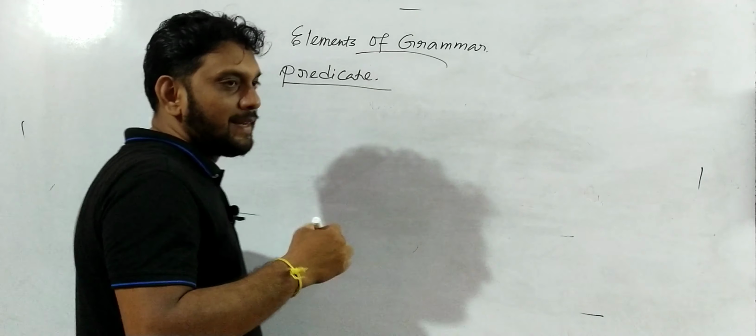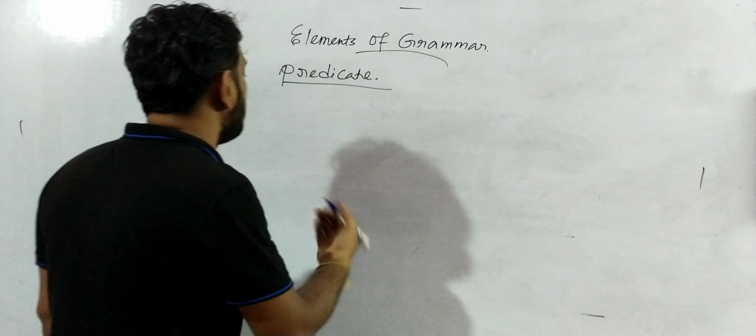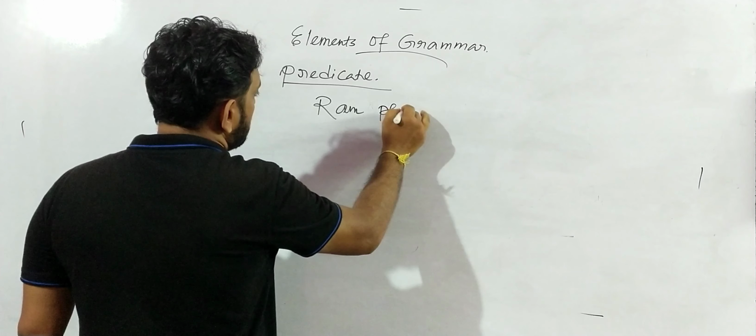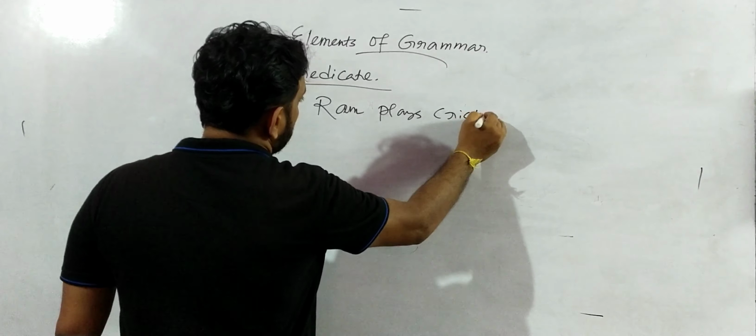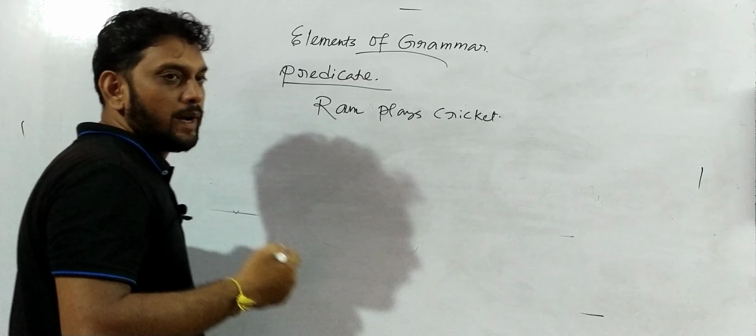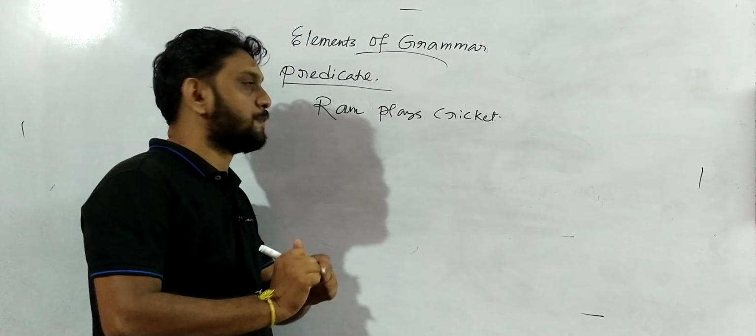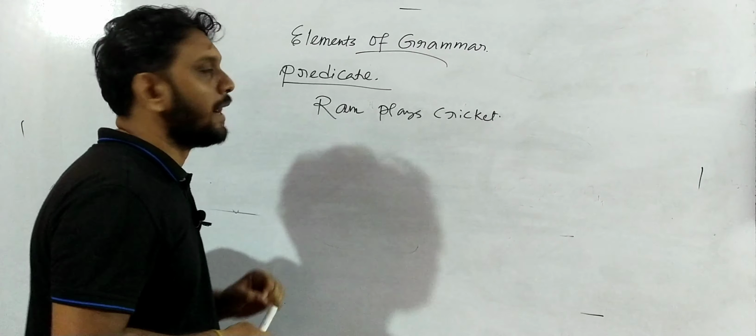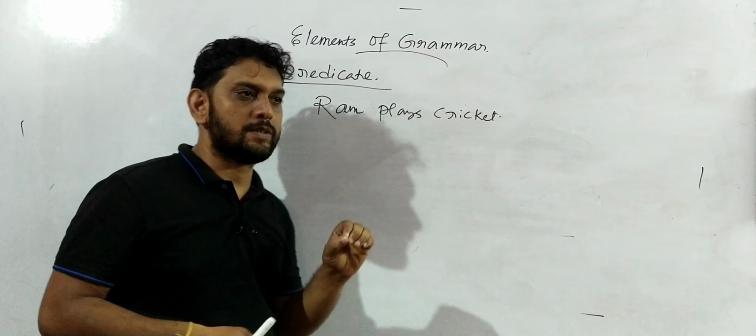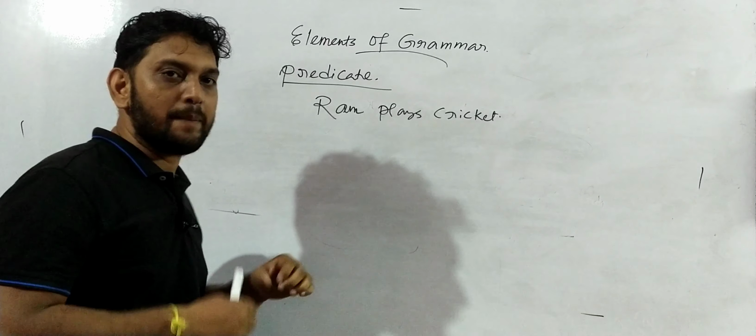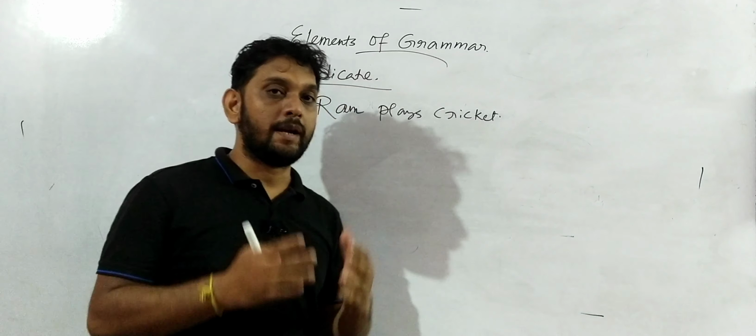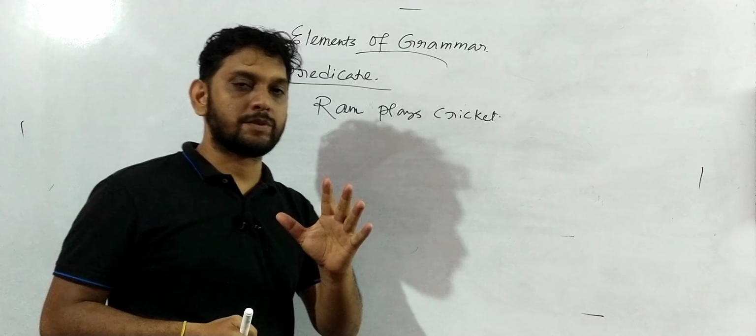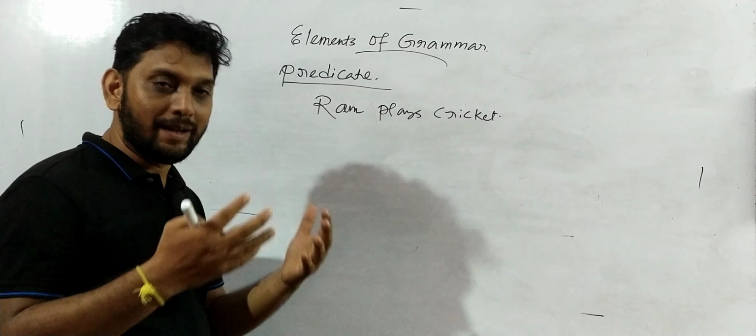Now, what does predicate mean to us? Let me give an example, the same one so that you can understand it better. Ram plays cricket. So here, how can you understand where the predicate is located in this sentence? How can you define it? You see, the predicate tells us about the subject. Predicate always tells us about the subject.